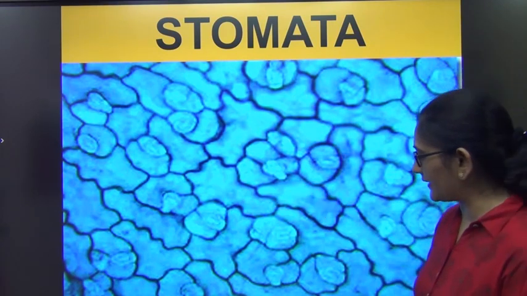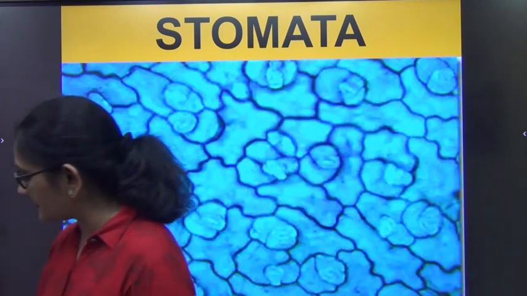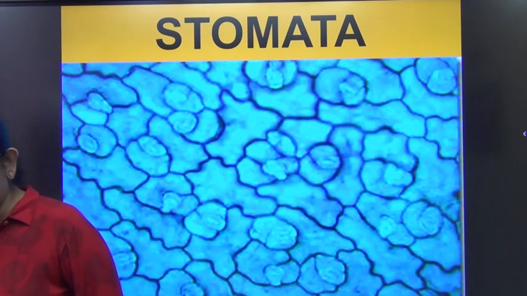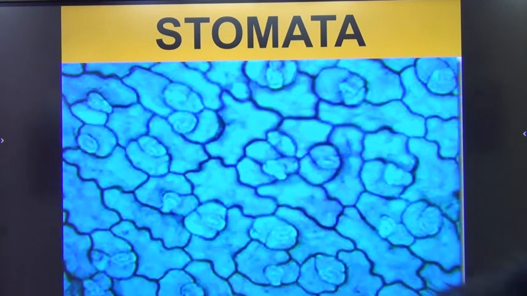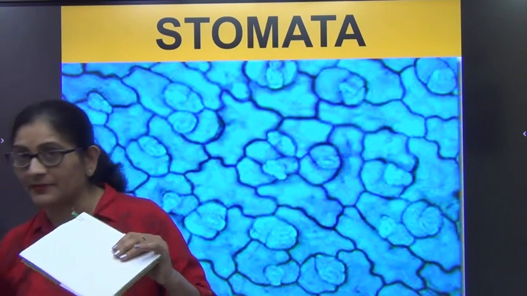Now if you look at this diagram very carefully, you will observe that this is the diagram of the upper epidermis. Now what do I mean by the upper epidermis diagram? I'll just show you this. Say this diary, it basically represents my upper epidermis.